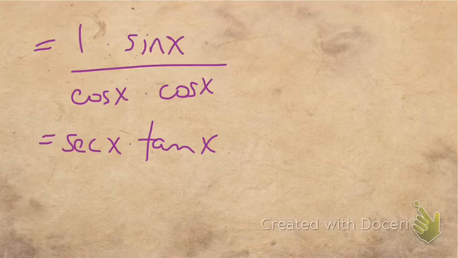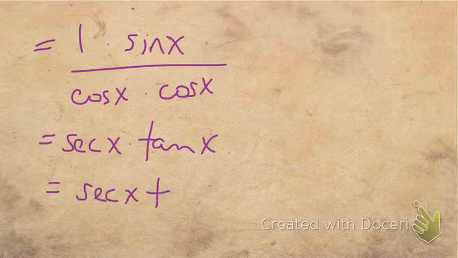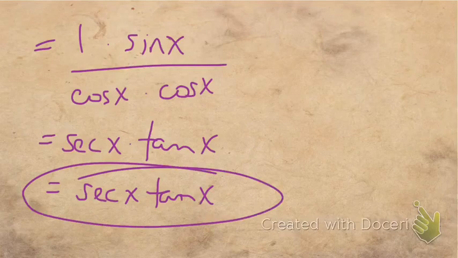In this way, the derivative of secant is secant x tangent x. And we have found that derivative using the quotient rule.